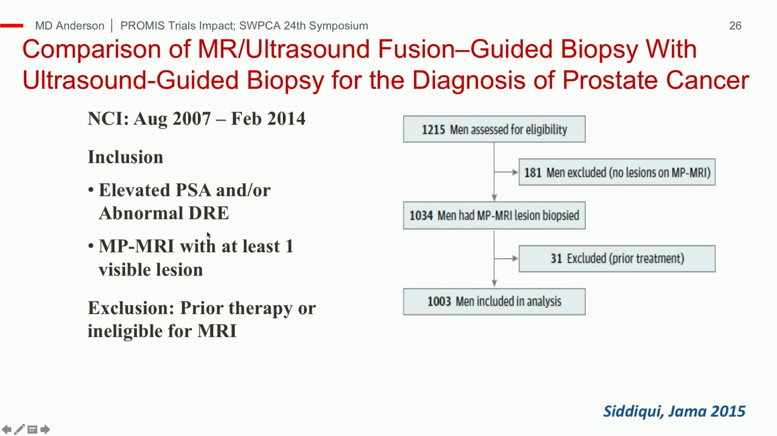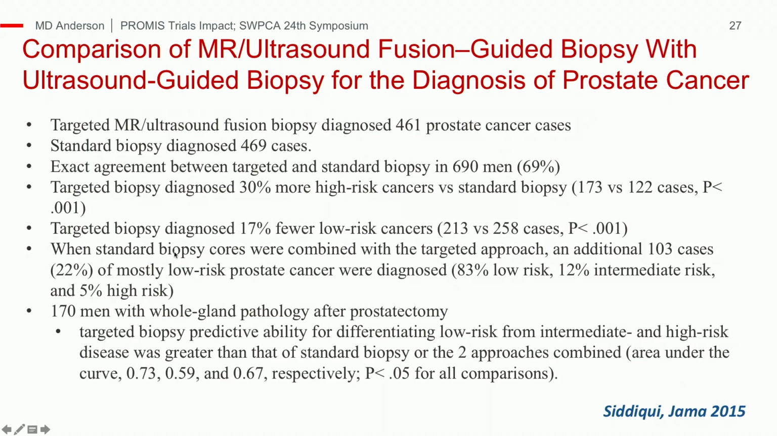All of the men had an elevated PSA. They underwent a multiparametric MRI and had at least one visible lesion on the MRI. These men then underwent a targeted MRI ultrasound fusion guided prostate biopsy. So they then underwent either an MRI fusion guided prostate biopsy or a standard trust biopsy, and you can see the number of cancers that were diagnosed in the two groups were essentially the same. So they were getting about the same number.